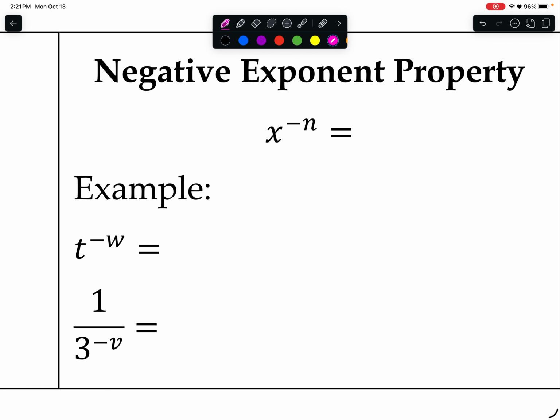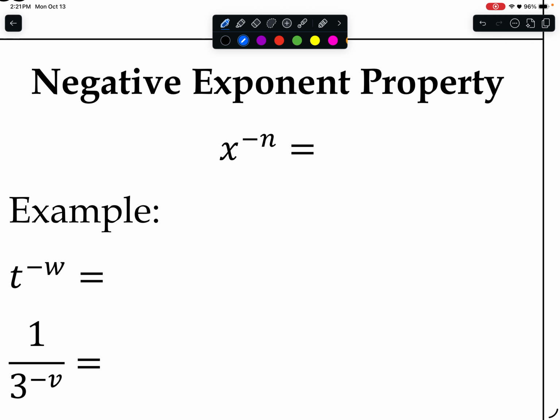So now the negative exponent property. What this tells me is if I have some base value raised to a negative exponent, what's going to happen is you're going to find the reciprocal of it.